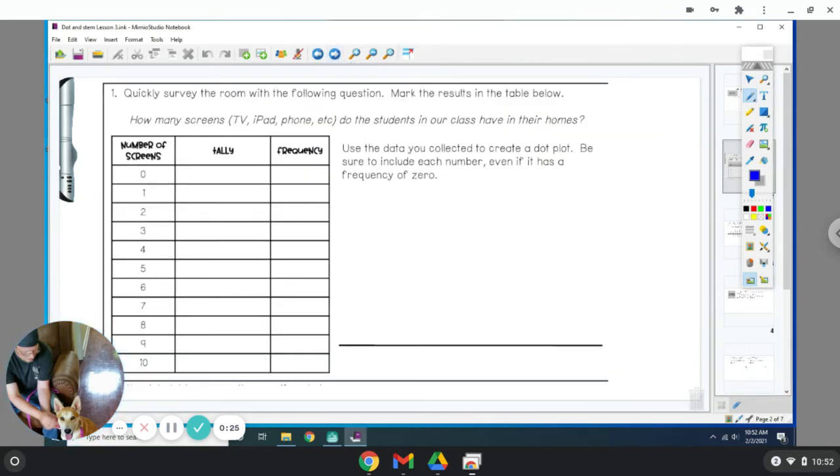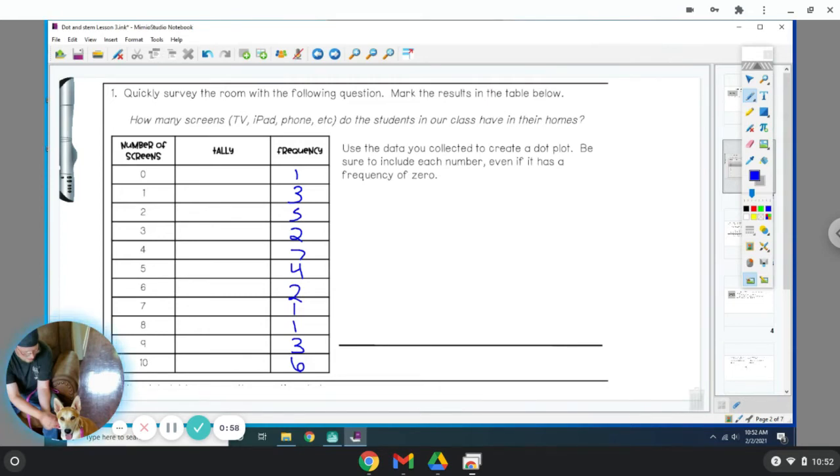So we're going to quickly survey the room, but because this is a video, I'm just going to put random numbers for the number of TVs, iPods, and phones in the room. So we'll just say 1, 3, 5, 2, 7, 4, 2, 1, 1, 3, 6. Okay, so use the data to create a dot plot. Be sure to include each number even if it has a frequency of 0.